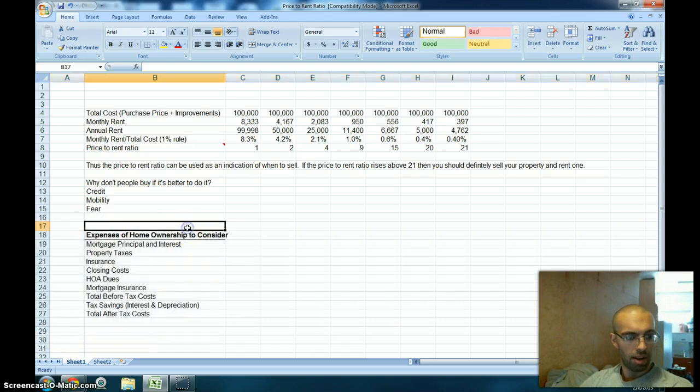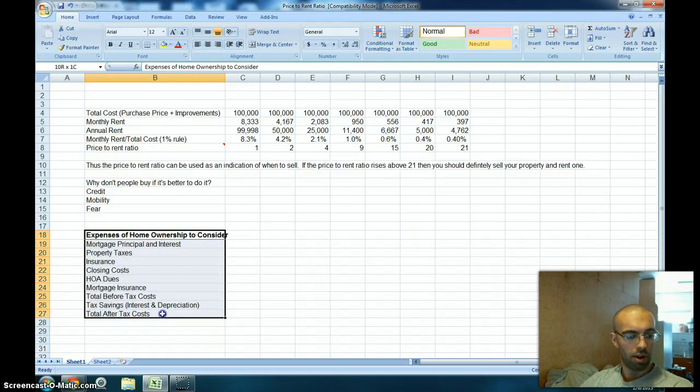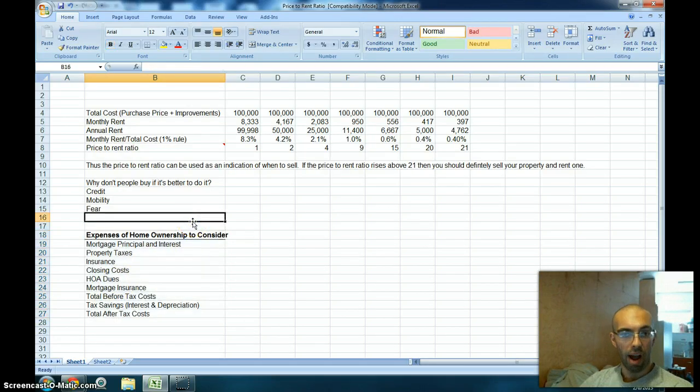What else here? So this we kind of went over before in the Investopedia article of all the expenses of home ownership. When people think of buying a home, they typically think of all the benefits of buying a home. There's going to be their own place to live. They'll build equity. It'll feel better for them. But it's also important to take into consideration the expenses of owning a home.